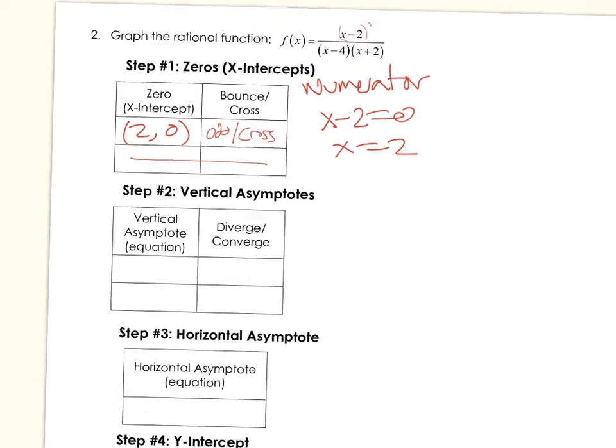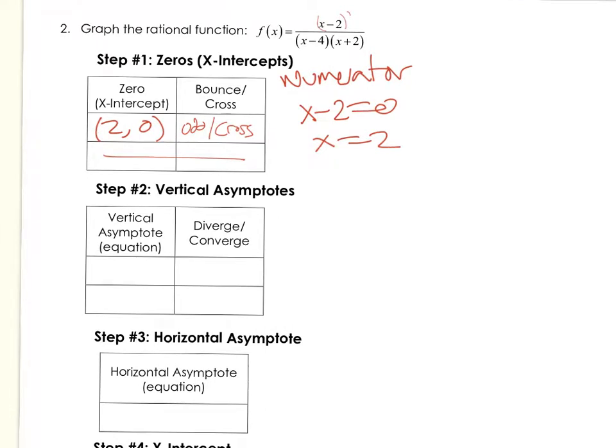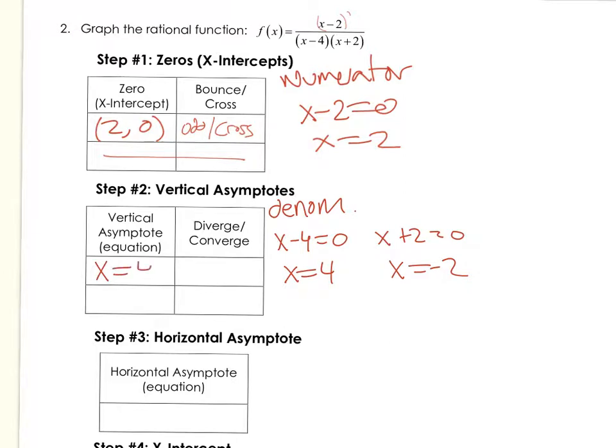The next step here is to find the vertical asymptotes. The zeros come from the top, the VAs, the vertical asymptotes, they come from the bottom, the denominator. Okay, same process though. I'm going to set those factors equal to 0. So I'm going to write x minus 4 equals 0 and x plus 2 equals 0. That means x would equal 4 and x would equal negative 2. And for these, it's not a point, it's a line. So we actually use that equation. x equals 4 and x equals negative 2.